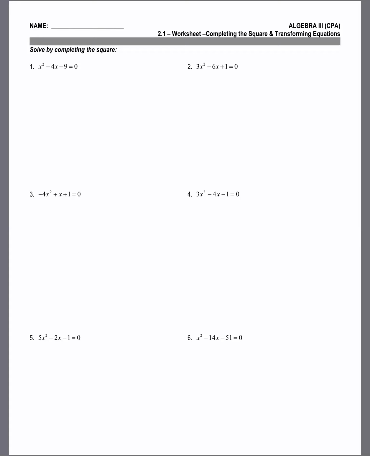So the front side, 1 through 6, should be pretty straightforward. You're just completing the square like you normally would. Just make sure that A is 1. If it's not, you've got to divide everything by whatever A is, and you can go from there.